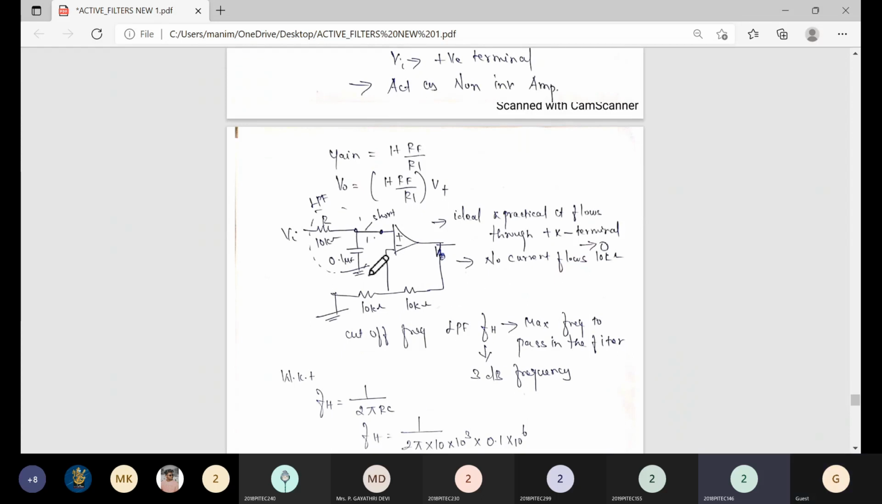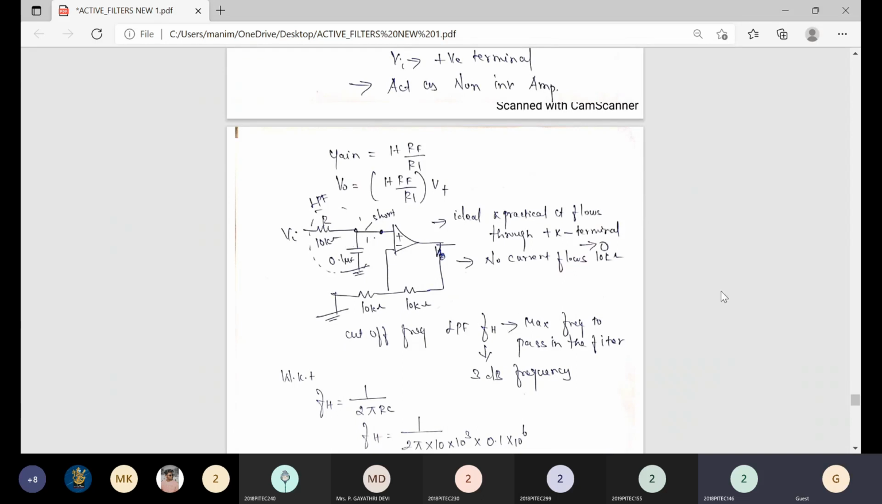Here it's short circuited, so the resistance and capacitance are there. The output is fed back to here, but anyway it is a short circuit. So it is a single-pole RC filter, a low pass filter. Okay, an RC low pass filter.